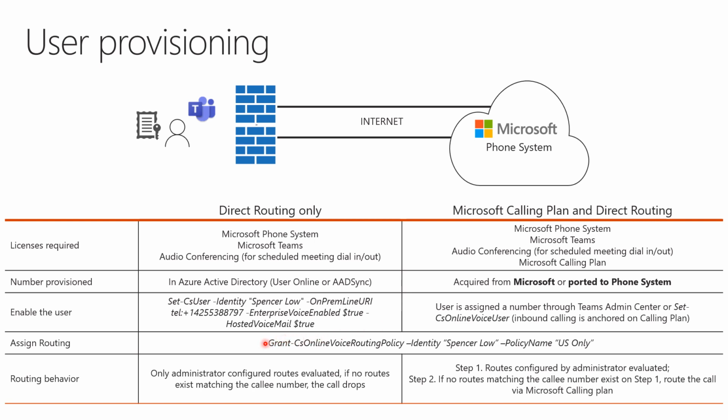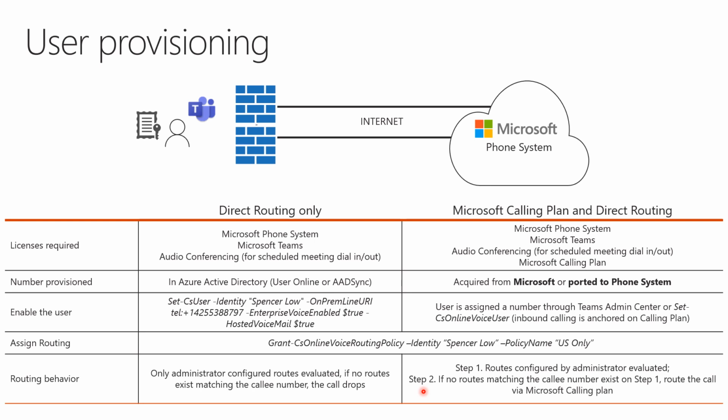Now, again, you can assign the voice routing policy the same way you did with direct routing only. Here's the difference. From an outbound routing perspective, first thing that we do is check all of the routes that are here in this online voice routing policy to see if we can route. If we don't find any matches there, well, then we'll fall back to using calling plan and see if they have a domestic or an international plan. And if they do, then we'll route the call out through calling plans.